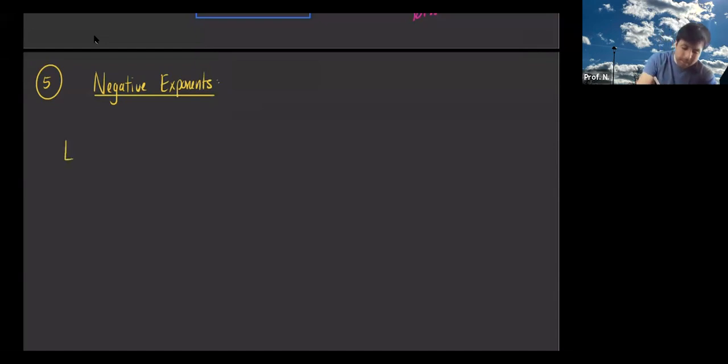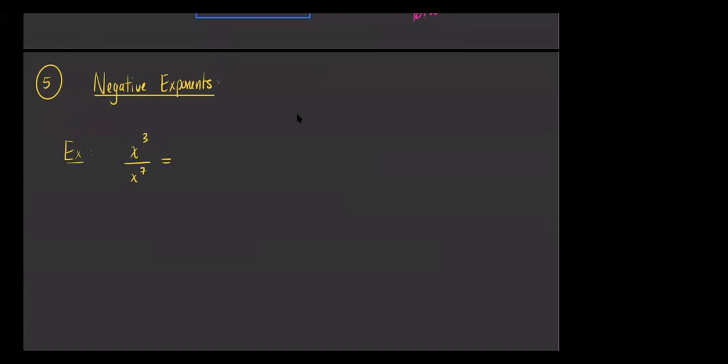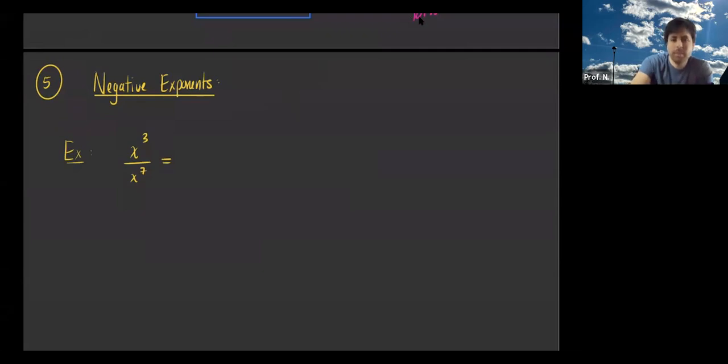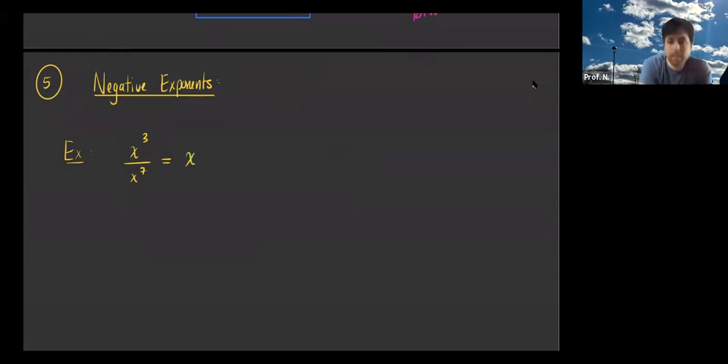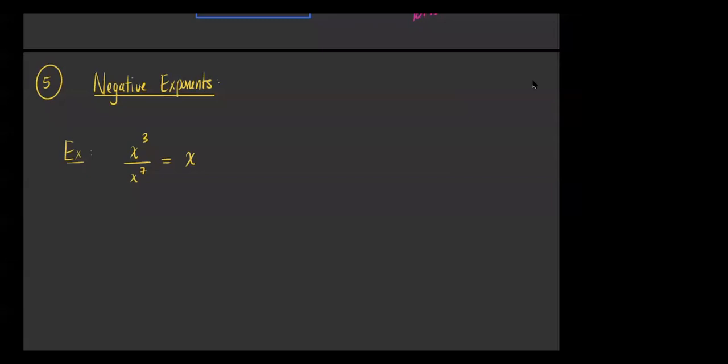I'll start with an example here, okay? So what is x cubed over x to the 7th? What happens when I have something like this? What's the rule? Same base, division. What do I have to do? I have to subtract. What do I subtract? Is it 7 minus 3 or 3 minus 7? 3 minus 7, and then you get x to the negative 4th power.